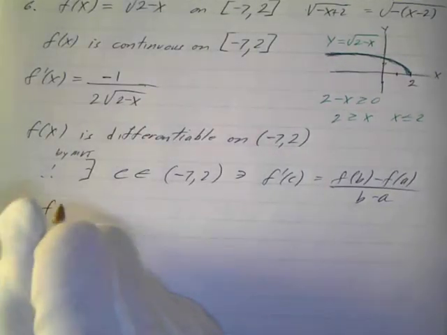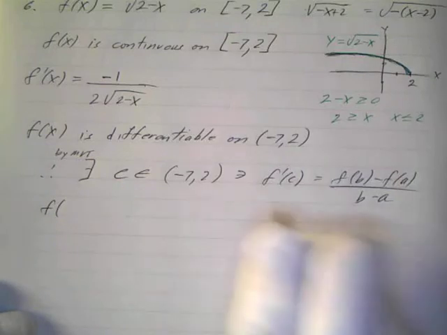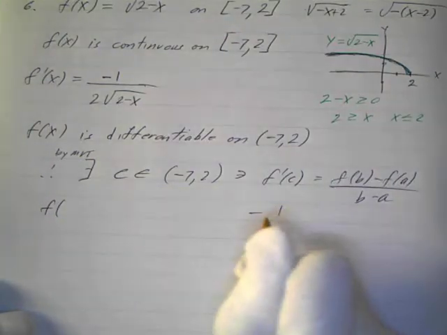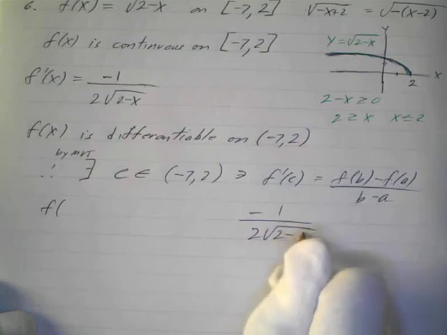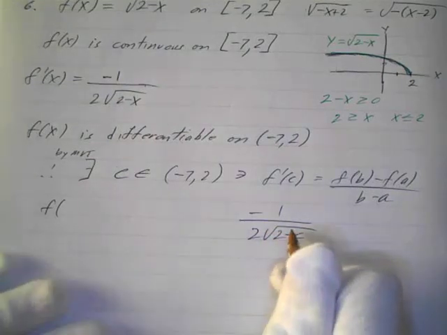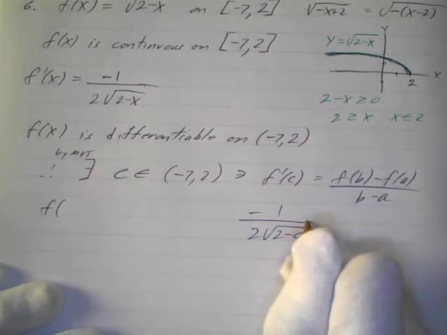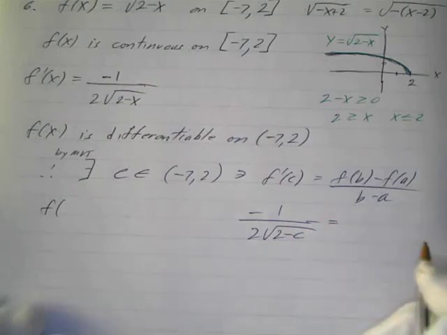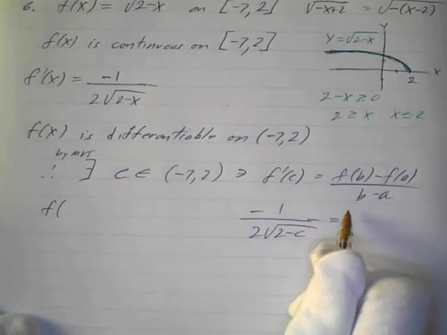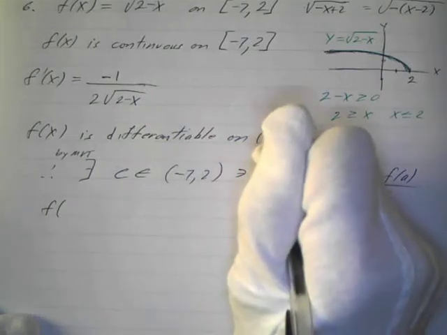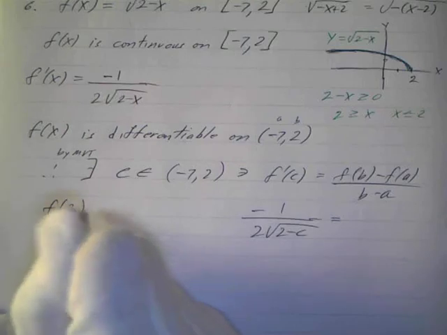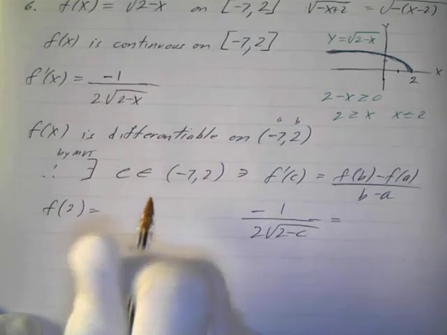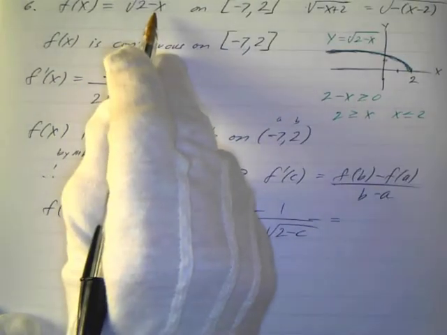So f prime of c, we'll just write that, we have negative 1 over 2 times the square root of 2 minus c. This looks interesting. And that's going to be equal to, so what's f of b? This is going to be my a and b here. So what's f of 2? That's going to be 0, isn't it? Because 2 minus 2 is 0.